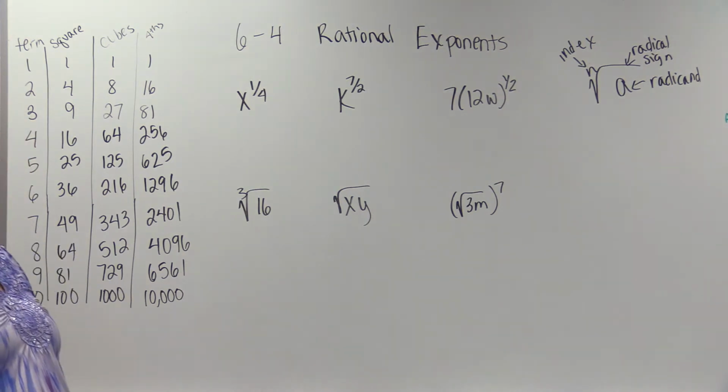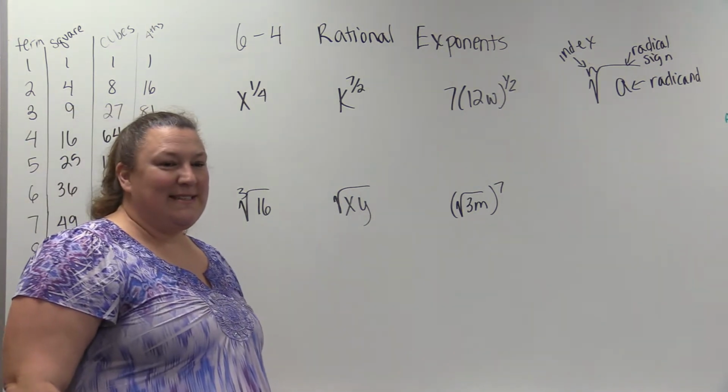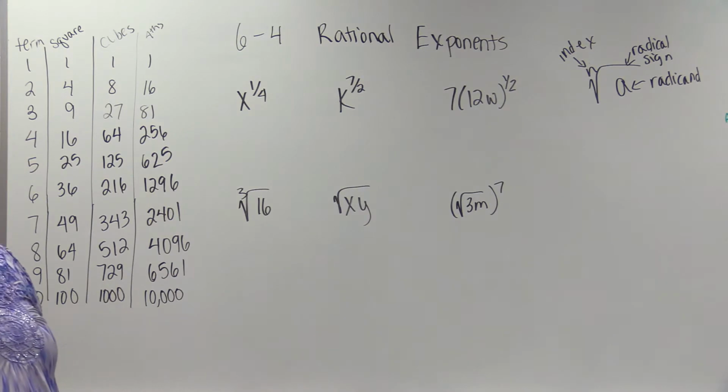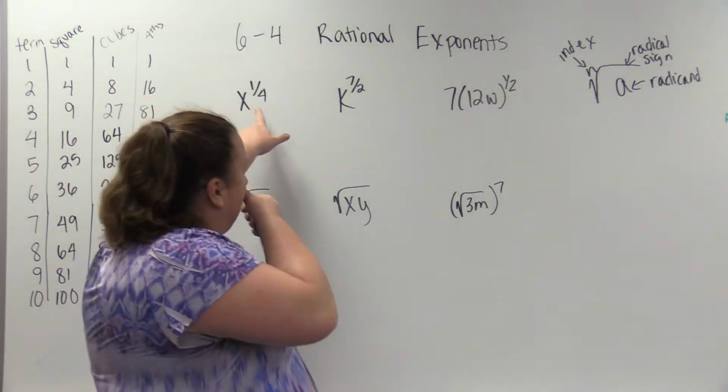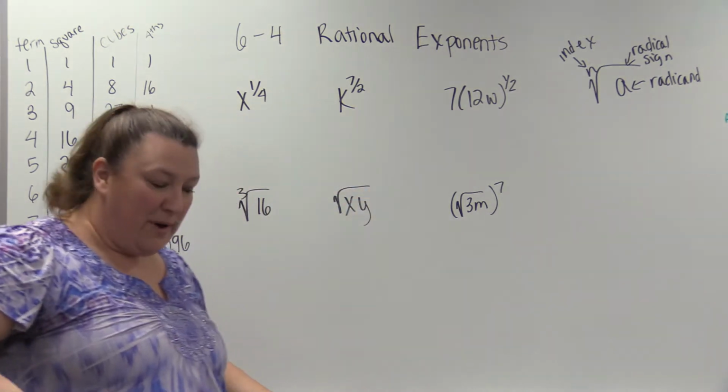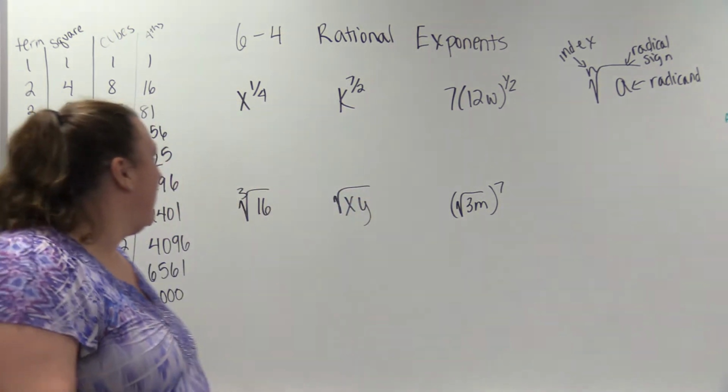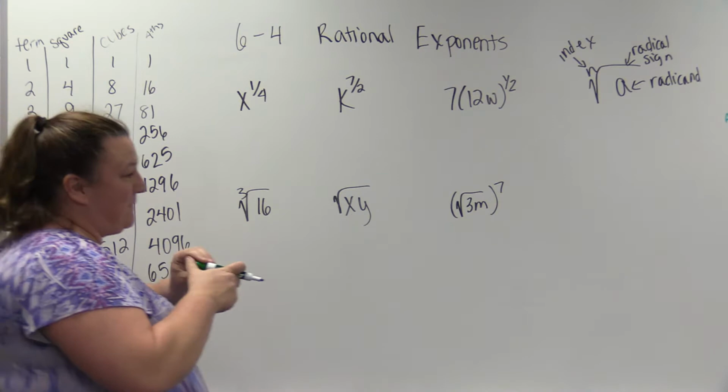Guys, welcome back. This is Unit 6, Section 4, Rational Exponents. So my first three examples today, we are going to take exponent form and put it into radical form. One thing I want to talk about before we begin.